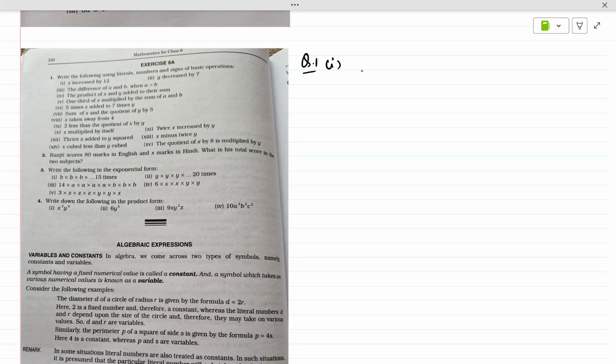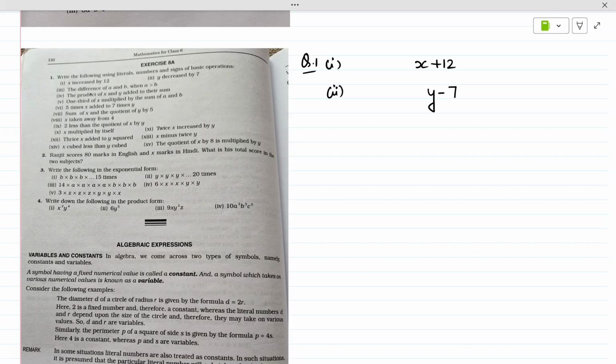So we have to write the algebraic expression using this. X is increased by 12. So this will become x plus 12. Next is y is decreased by 7. So I'm writing the second part. Y is decreased by 7.